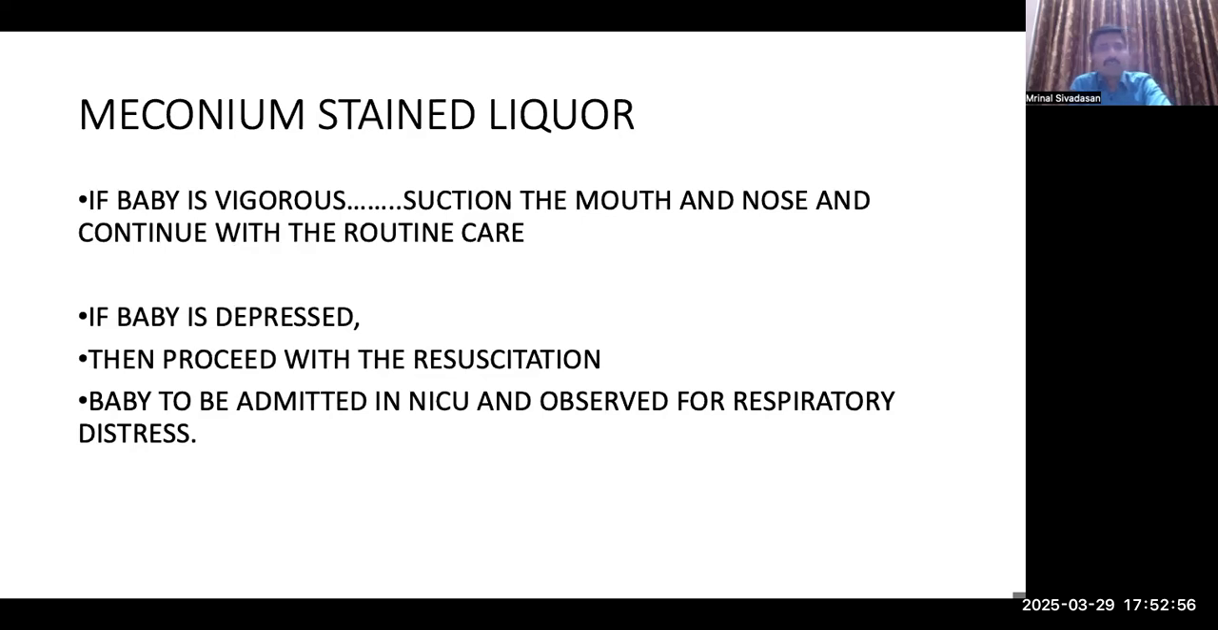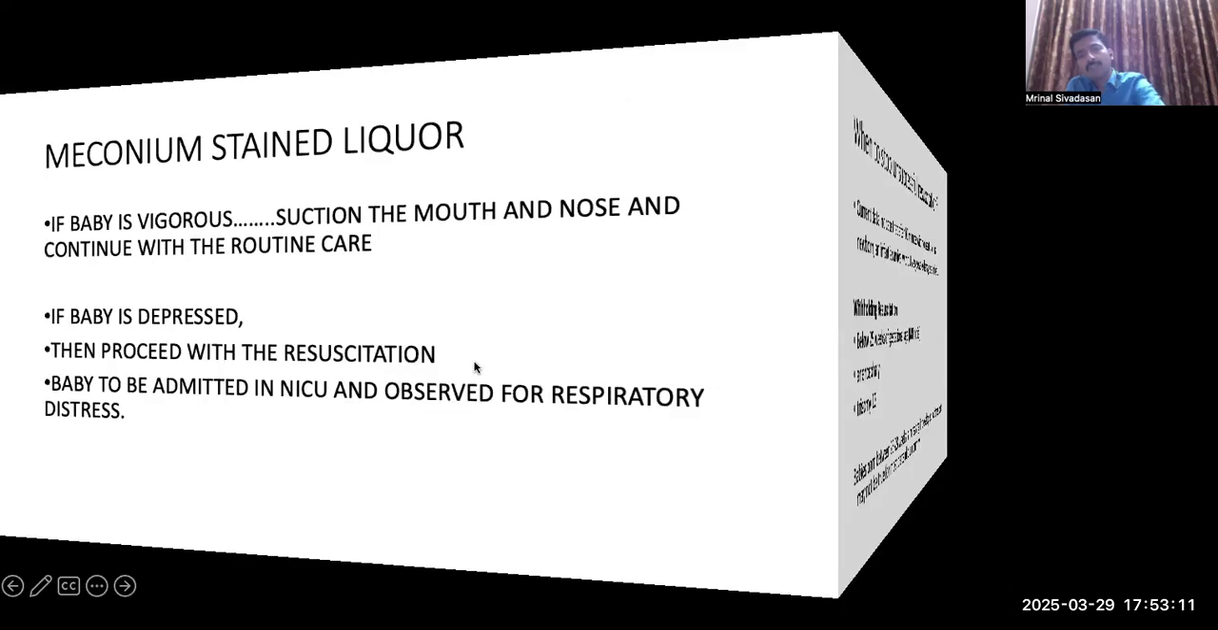Now, if the liquor or amniotic fluid is meconium stained and the baby is vigorous, then continue with the routine care. Now, if the baby is depressed, then proceed with resuscitation and the baby is to be admitted to the ICU and observed for respiratory distress.